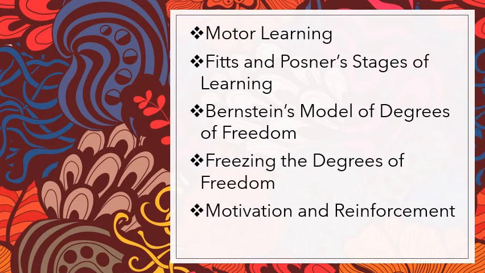I will teach this complex skill by first explaining the importance of understanding motor learning. Then, I will talk about the different stages a learner goes through using Fitz and Posner's stages of learning and Bernstein's models of degrees of freedom. Then, I will talk about how different joints can be frozen and released to help with learning to shoot a basketball. Finally, I will focus on the importance of motivation and reinforcement when learning a new skill.